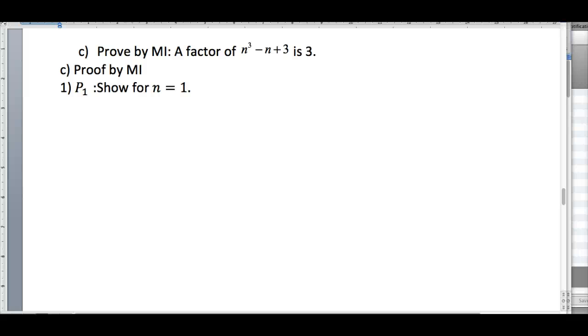This is 9.4b, continuing on with some examples. So if I do example C that I've given you, we want to prove by mathematical induction that a factor of n cubed minus n plus 3 is 3.